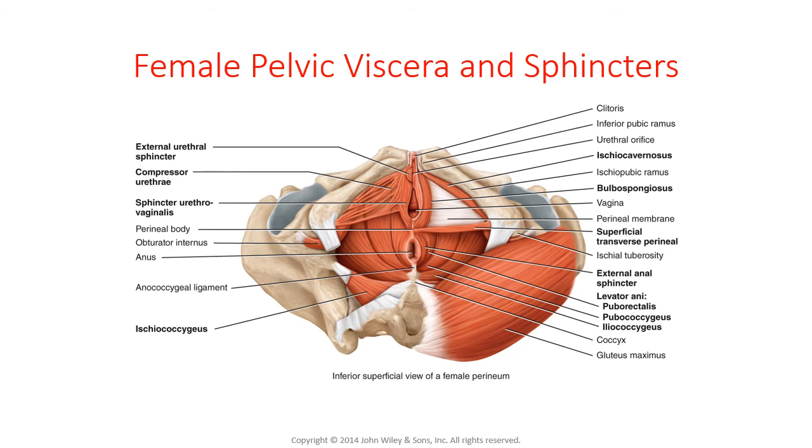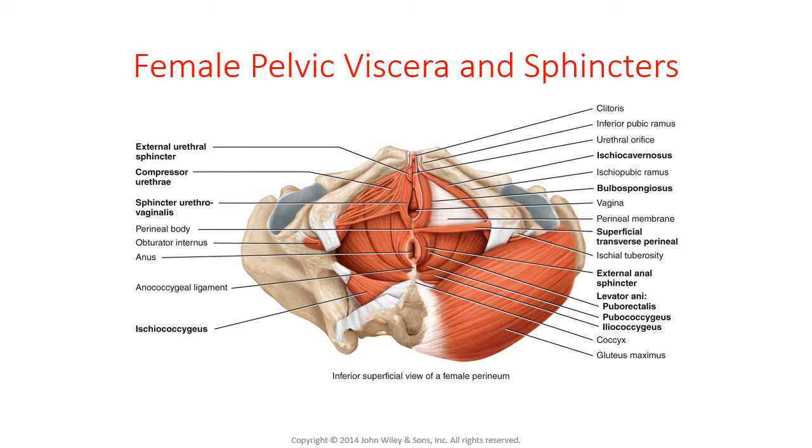These are under voluntary control. The external anal sphincter helps keep the orifice closed. The external urethral sphincter helps keep the urethra closed. Very important there. Compressor urethrae also helps control urine flow.